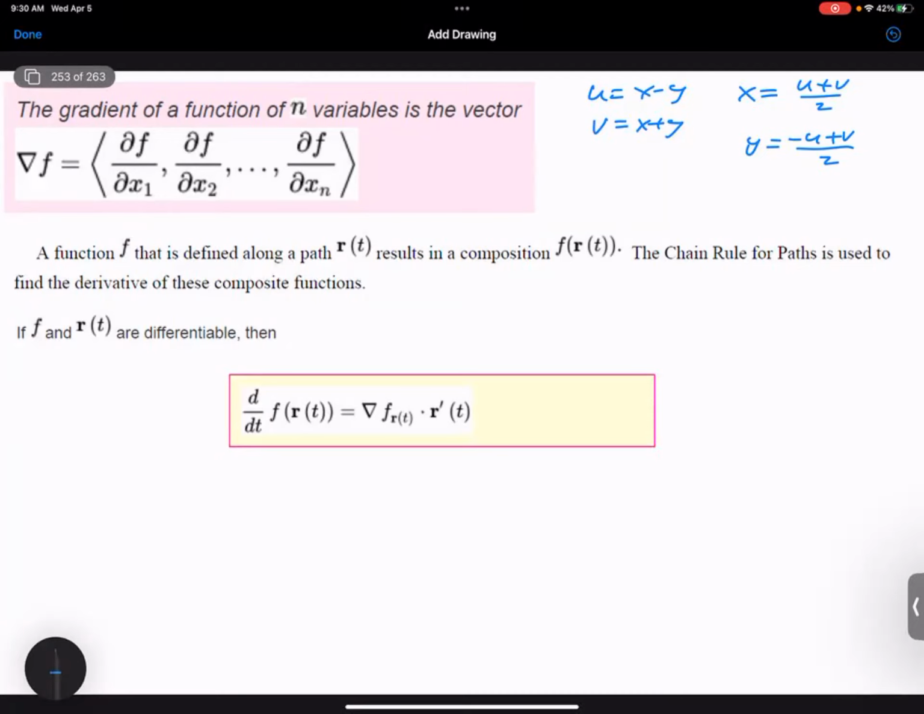And so if I give you something in terms of x and y or something in terms of u and v, I can pass back and forth between the two of them. Depending on what problem you have, sometimes one is more convenient than the other.